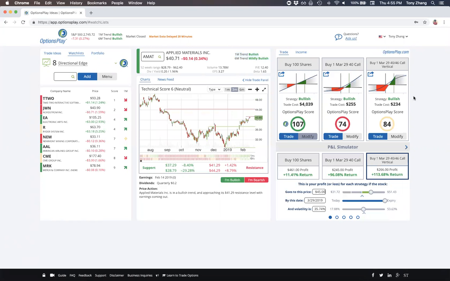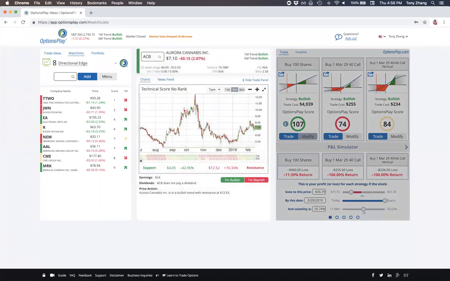That's really where I'd probably be looking, comparing the call spread to buying the stock. I'm doing it at a fraction of the cost, for only $234. I'm going to make 113% return if I'm right, and vice versa. If I'm wrong, I'm going to risk a fraction of what I'm risking on the long stock.